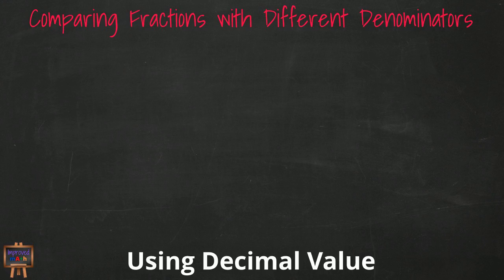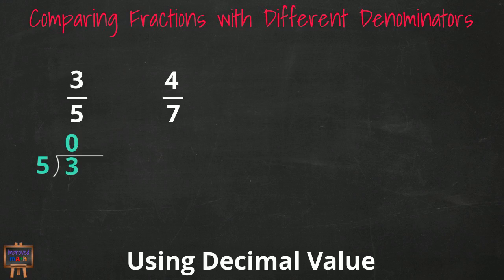Looking at the same example we had last time, 3/5 compared to 4/7. We can use division to set the problem up like this. 5 goes into 3. Using the long division process, you would get 5 goes into 3 0 times. Put our decimal points down and add a 0. 5 goes into 30 6 times. Also, using a calculator, you would get an answer of 0.6.